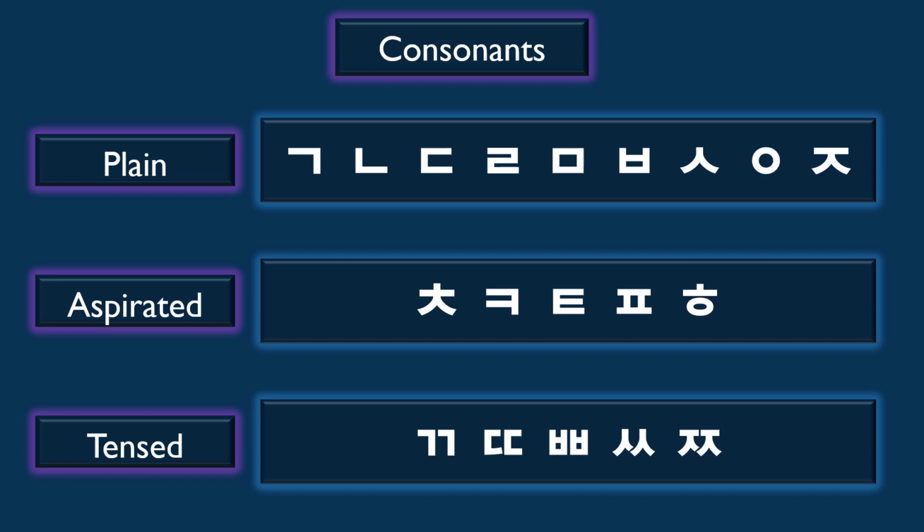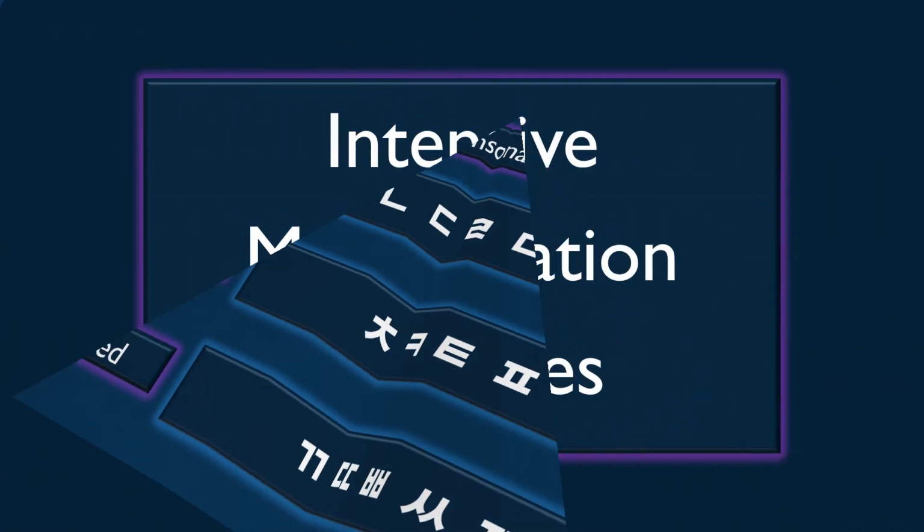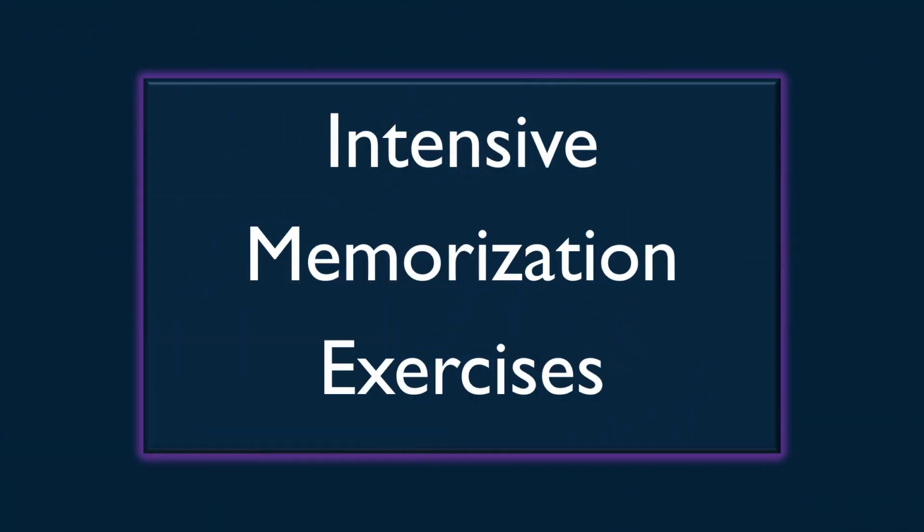Finally, we are done learning and familiarizing the double consonants. Before we talk about the vowels, we must do the IME or intensive memorization exercises. Each double consonant will be repeated for 60 times. That's a double consonant every minute.